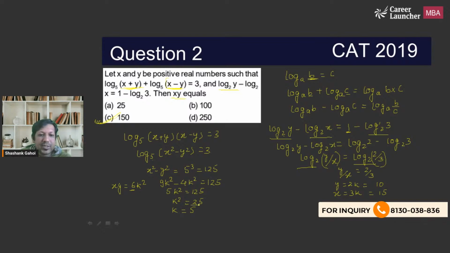So k square equal to 25, I'm going to plug in over here. So 6 into 25 is going to give me 150. So my answer to this question is going to be 150. But I think we don't need to calculate the value of k. Why so? Because y is equal to 2k, x is equal to 3k, so x into y is going to be 6k square. So x into y should be a multiple of 6, and there is only one option like that. So the answer is directly going to be C. Okay.